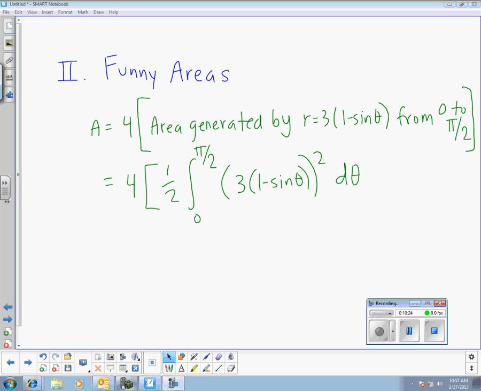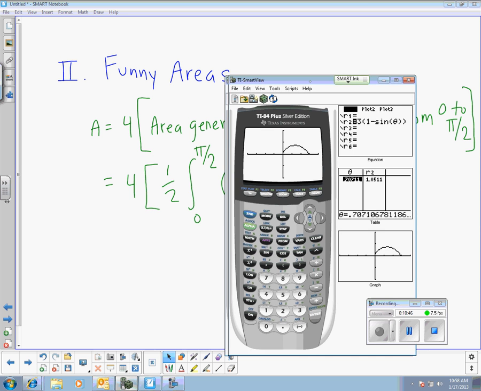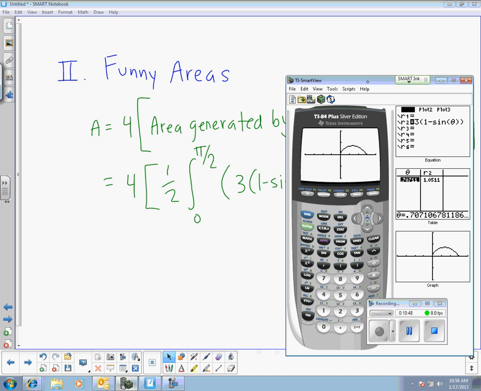So what I discovered in my calculator is that I need to quadruple the area generated by the bottom graph from 0 to pi over 2. So the area generated by that is the area formula that we covered in the last video: 1/2 times the integral of r squared from whatever angle you start to whatever angle you stop. So back in my calculator, all of this type of stuff is done in regular mode.